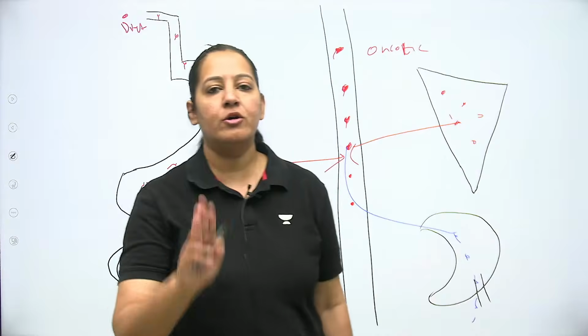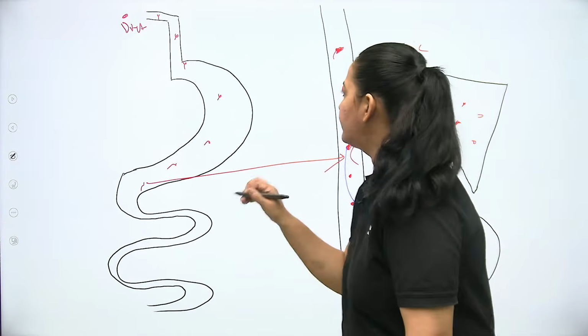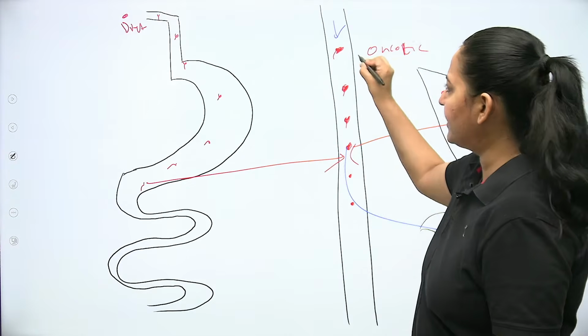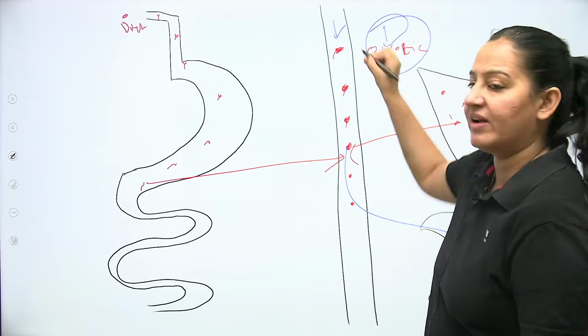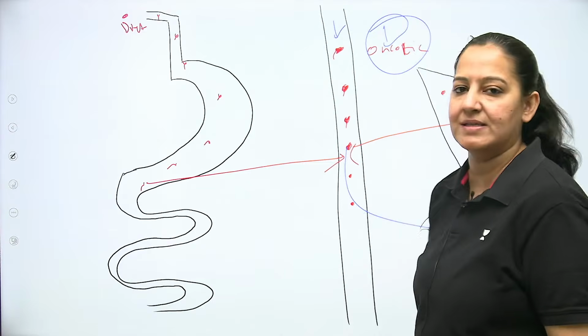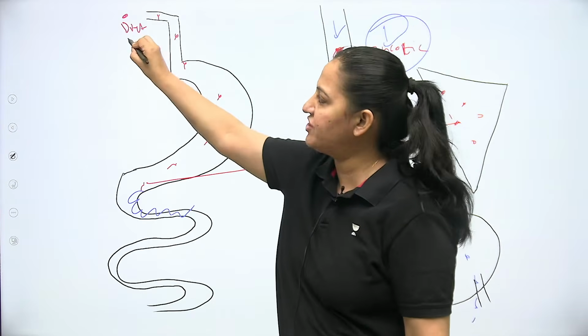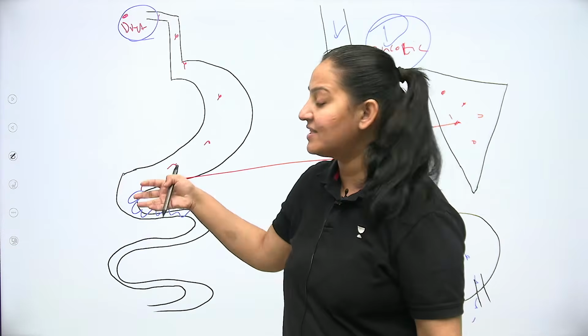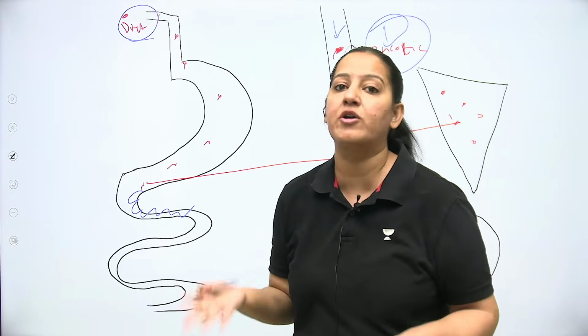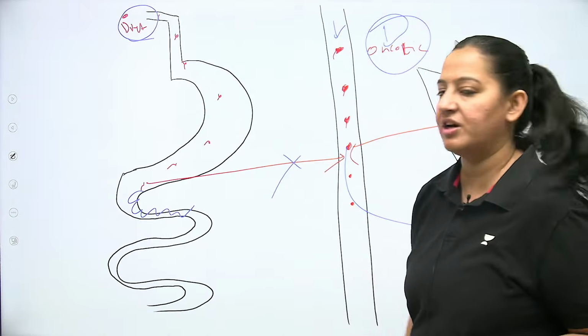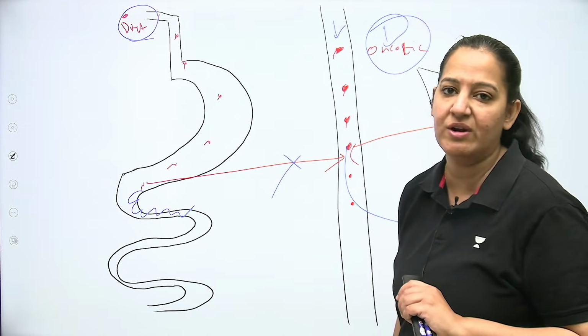You got my point? Now tell me 3 reasons for decreased protein in the blood. If the protein in the blood is decreased, oncotic pressure will decrease and it will lead to edema. Tell me the 3 reasons. The first reason can be intestinal disease, malabsorption. The patient is eating properly, but the intestines are defective. The cells of the intestine are not absorbing it, so protein will not reach the blood. So malabsorption is the first reason for decreased oncotic pressure.